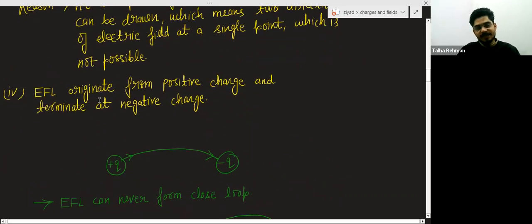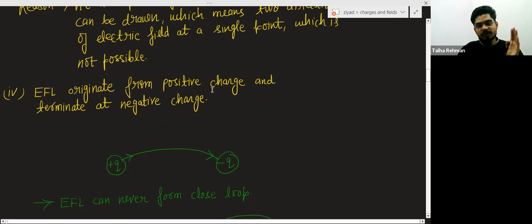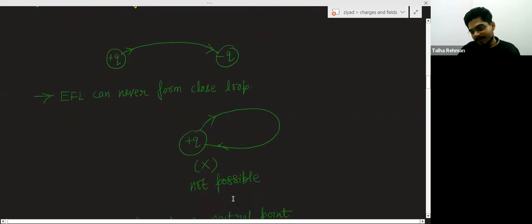This is also very easy. Electric field lines originate from positive charge and terminate at negative charge. Like in the case of a magnet, what happens? Magnetic field lines originate from the north pole and terminate at the south pole. So here electric field lines originate from the positive charge and terminate at the negative charge, like this. So electric field lines can never form a closed loop.